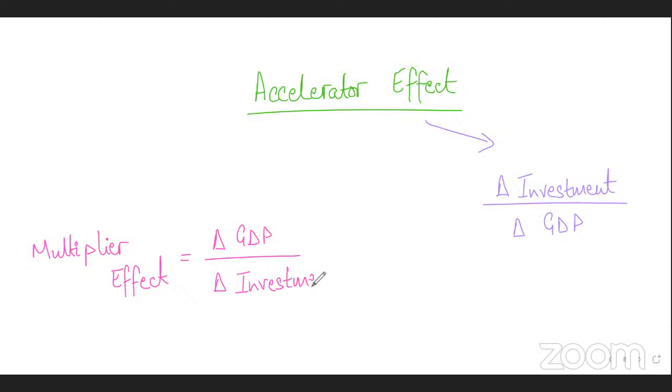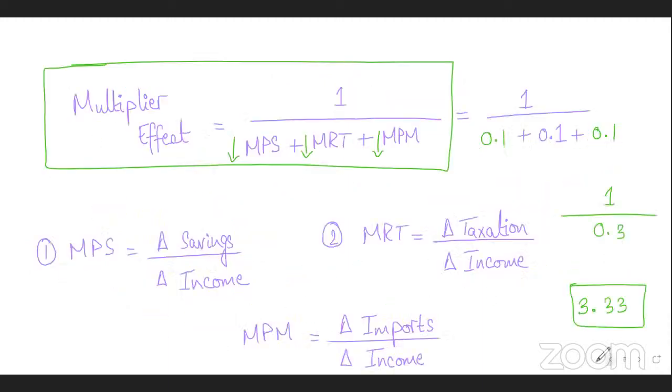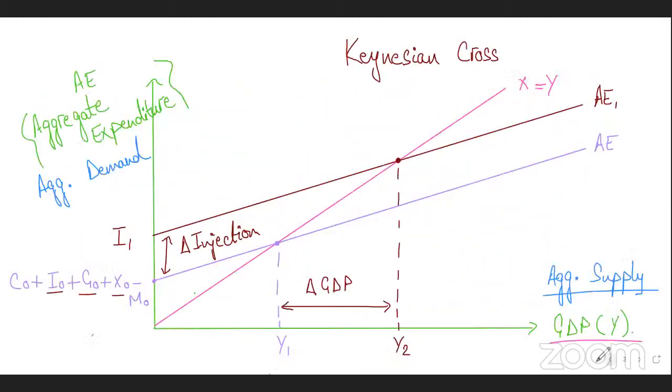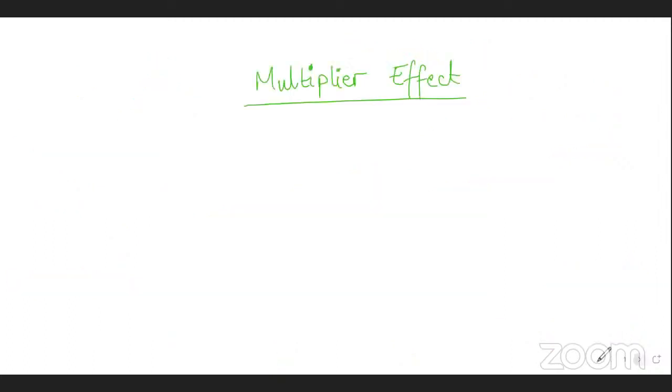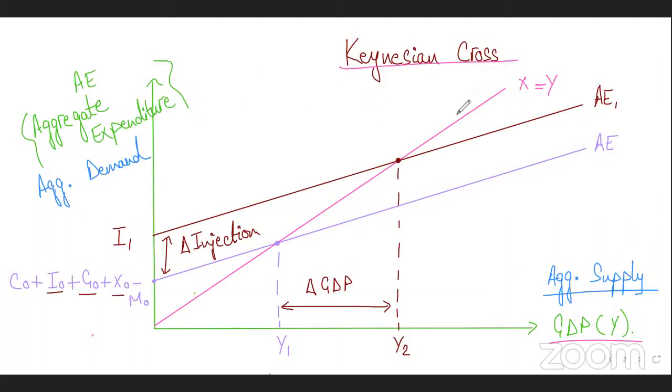Is this clear, Preet? Is it making sense? Are we good on this? Okay, now if everything is clear, this brings us towards the completion of the idea of the Keynesian cross, in which we have talked about the multiplier effect, and we have talked about the accelerator effect.